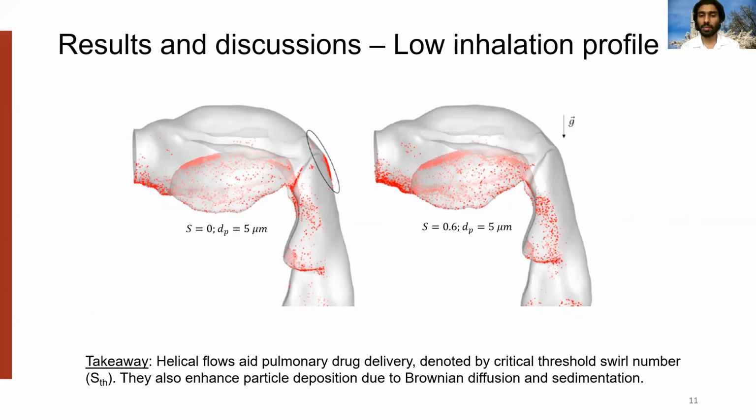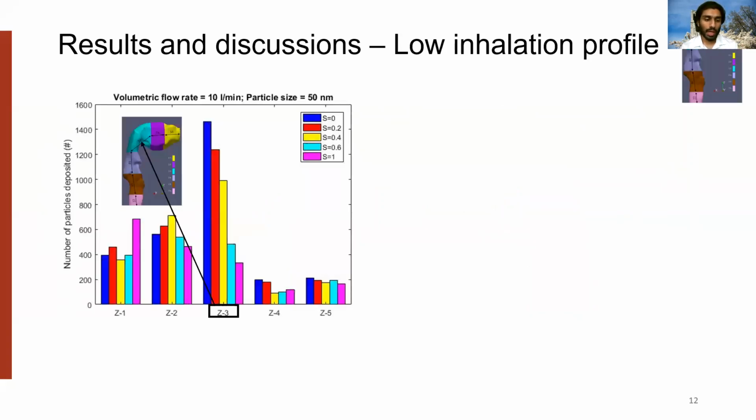Thus, helical flows aid pulmonary drug delivery, denoted by critical threshold swirl number. They also enhance particle deposition due to Brownian diffusion for nano-sized particles and sedimentation for micron-sized particles. Results from regional deposition study confirm this phenomenon. Deposition of particles in zones Z1 to Z6 are shown for different streams corresponding to swirl number of 0 to 1, which are depicted by bins blue to magenta.